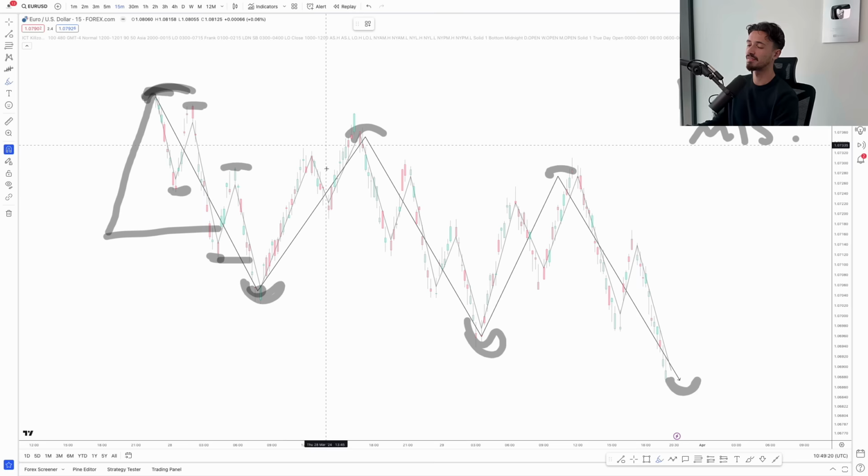So the 15-minute is bearish. The 15-minute shifts bullish. That tells us the 4-hour is coming for a pullback. Okay, so 15-minute bullish, great. 15-minute bullish, 15-minute continues bullish.